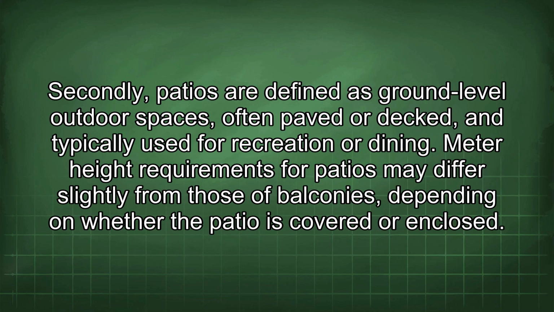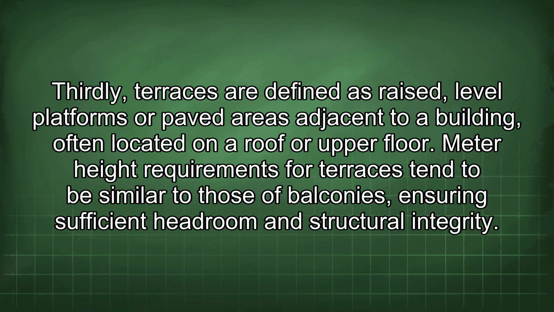Secondly, patios are defined as ground-level outdoor spaces, often paved or decked, and typically used for recreation or dining. Meter height requirements for patios may differ slightly from those of balconies, depending on whether the patio is covered or enclosed. Thirdly, terraces are defined as raised, level platforms or paved areas adjacent to a building, often located on a roof or upper floor. Meter height requirements for terraces tend to be similar to those of balconies, ensuring sufficient headroom and structural integrity.